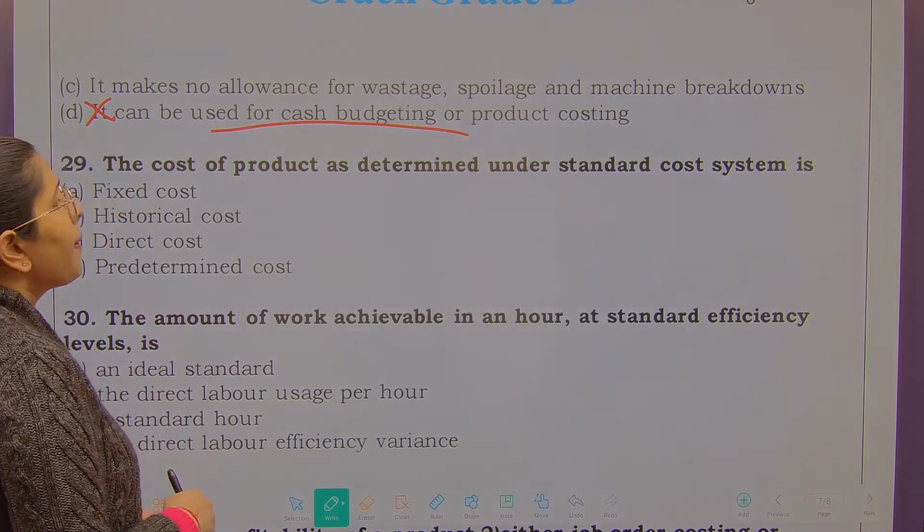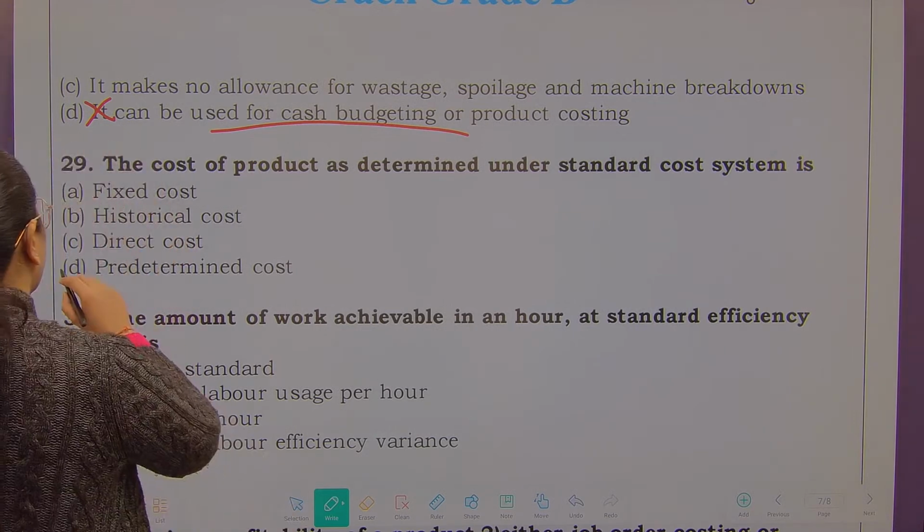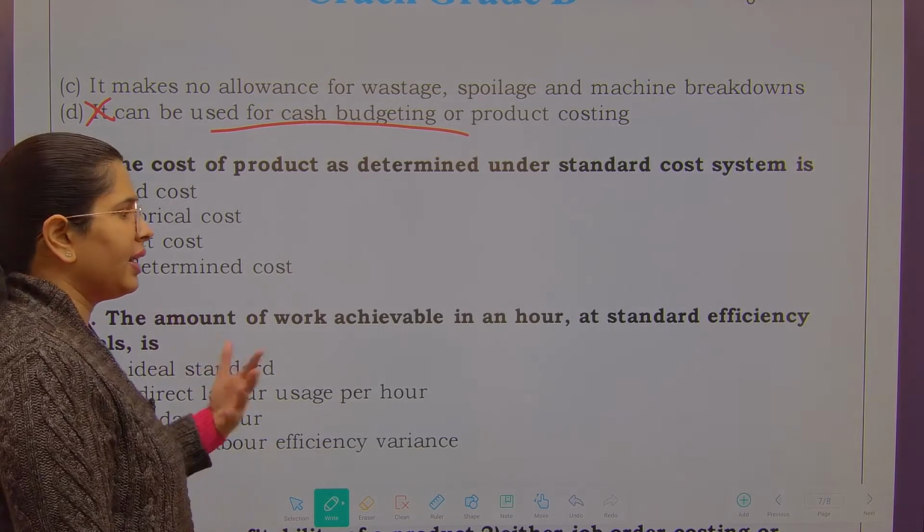Next one is, the cost of product as determined under standard cost system is fixed cost, historical cost, direct cost or the predetermined cost. What type of cost is it? It is a predetermined cost. You already determined that in advance.